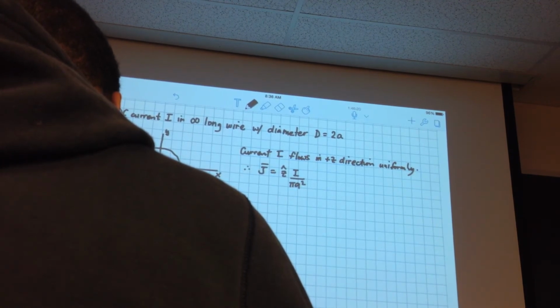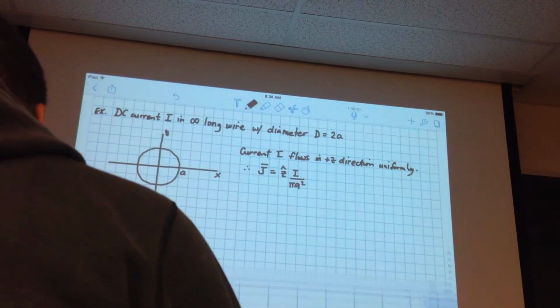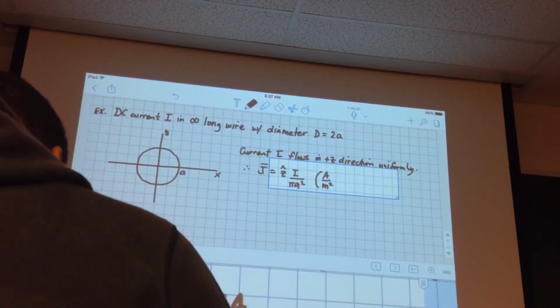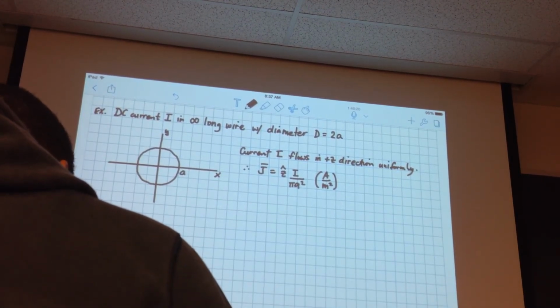So I like this problem because it really emphasizes the meaning of current density. The total current I is flowing through the area pi A squared, in the case when it's a uniform current flowing through the area. So units then are in amperes per meter squared, just as it should be.